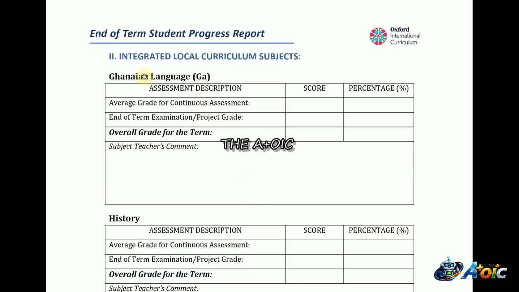And then these are the integrated local curriculum subjects. So I would say these are just borrowed from the GES. Because we are in Ghana, we can't avoid these. Either you do Twi or Ga or Ewe or any of the languages, but since you're in Accra, Ga is compulsory. Yes, I should say. Yes. So you do the same thing.